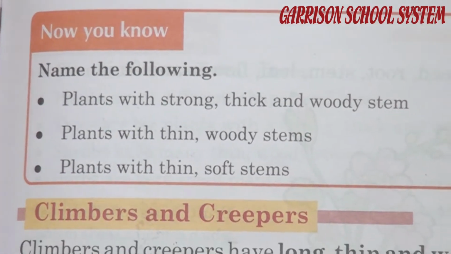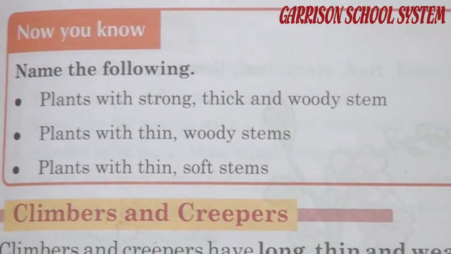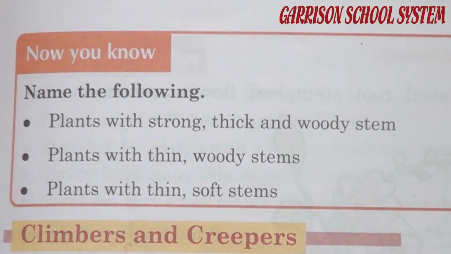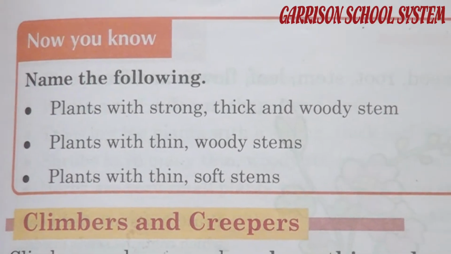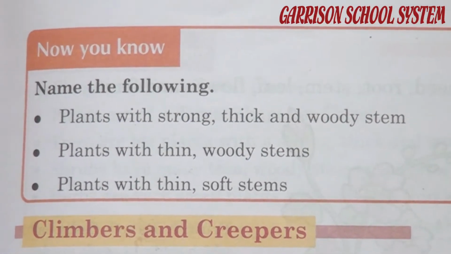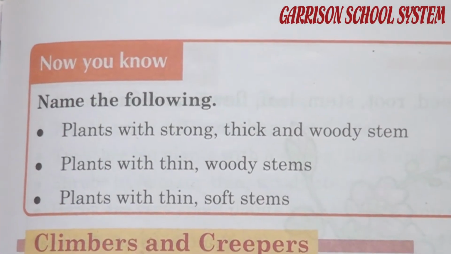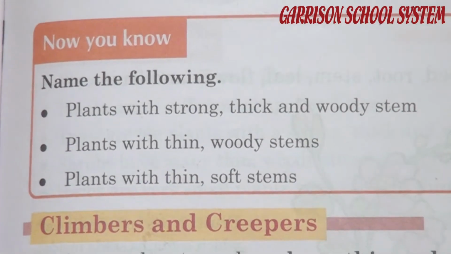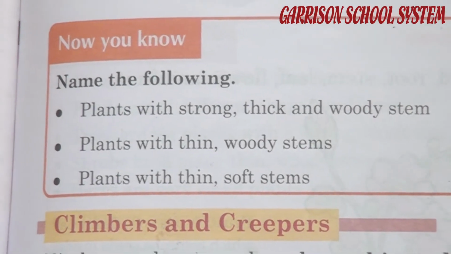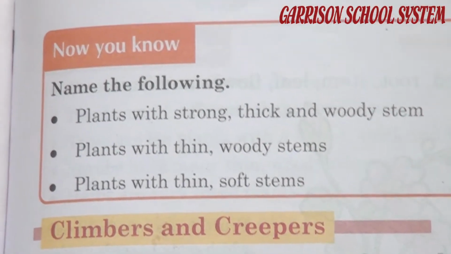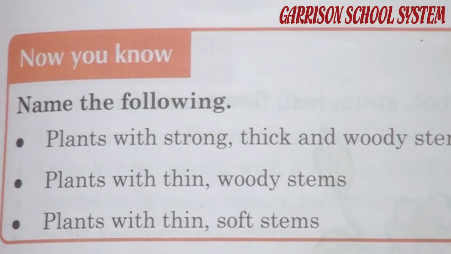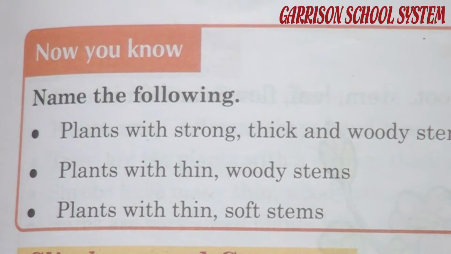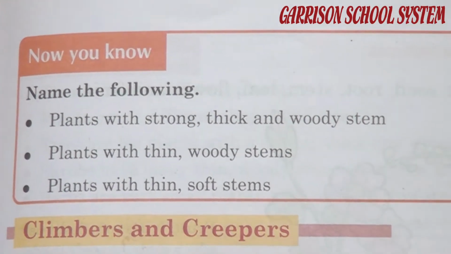Trees. Trees have strong, thick and woody stems. Number 2, plants with thin woody stems. Plants have thin but woody stems. Which type of plants? Shrubs. Number 3, plants with thin, soft stems. Which type of plants have thin and soft stems? Herbs.